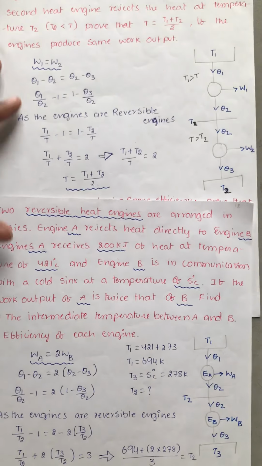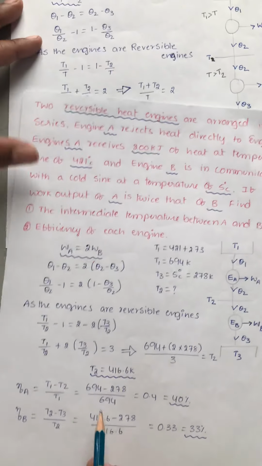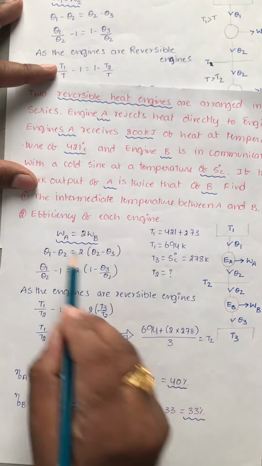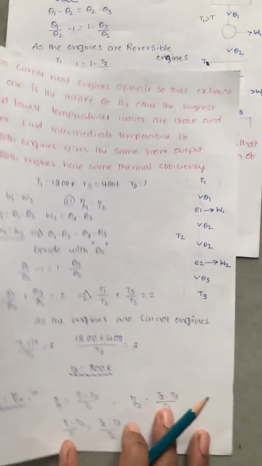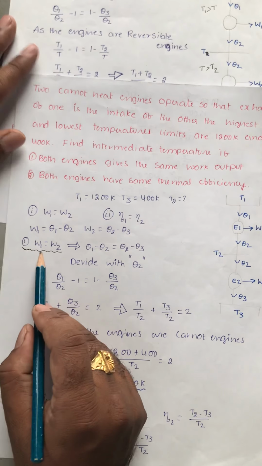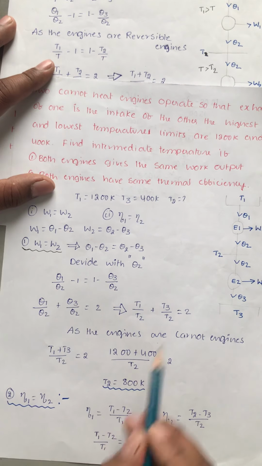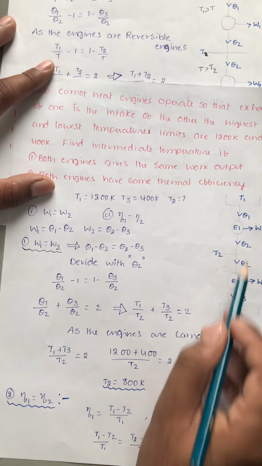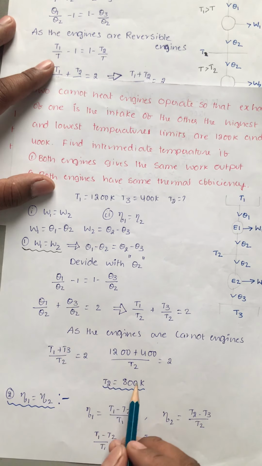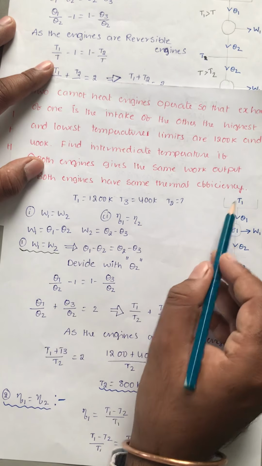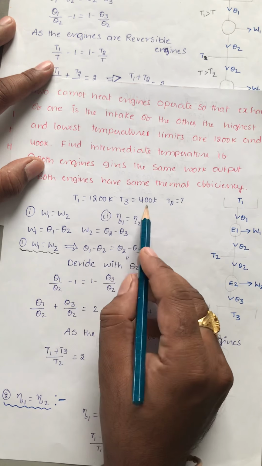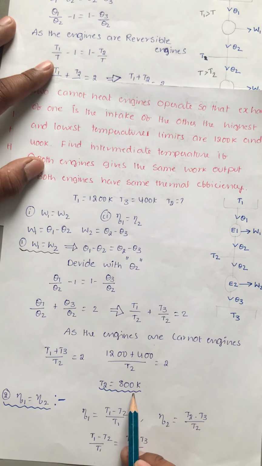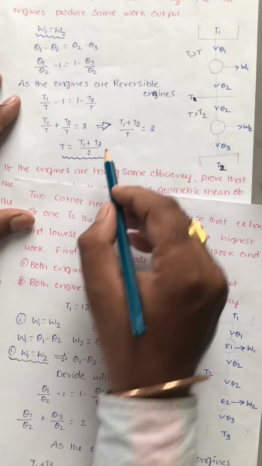In the same problem, when the engines have the same work output, the intermediate temperature T is the average of these two. The initial temperature is 1200, the output temperature is 400. So 1200 plus 400 is 1600, by 2 is 800. So this is valid.